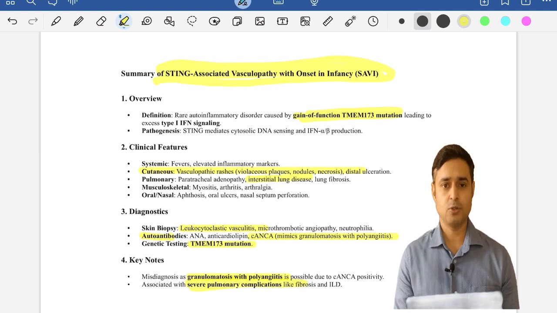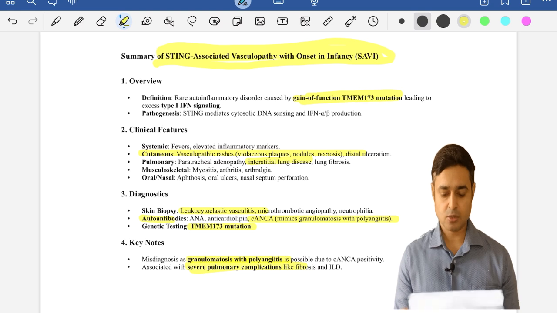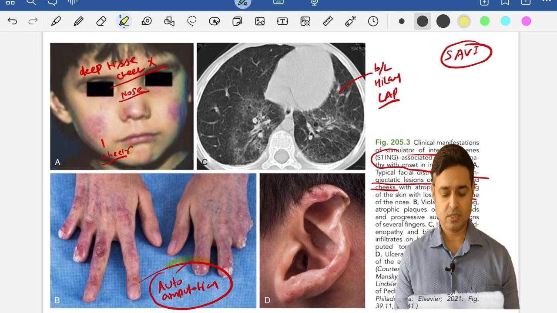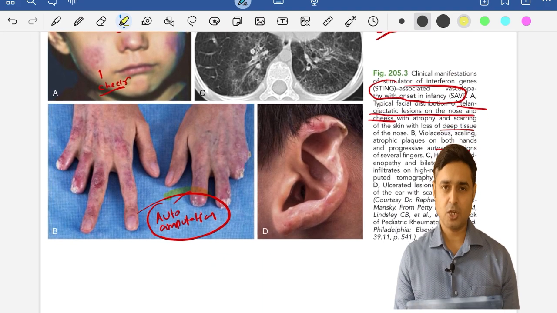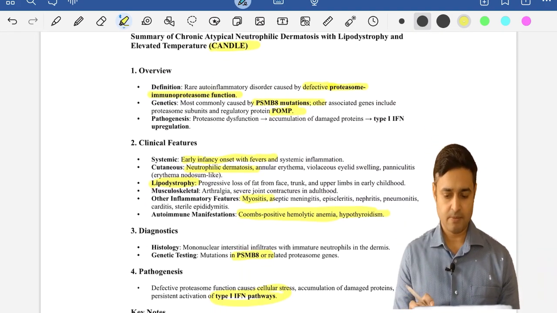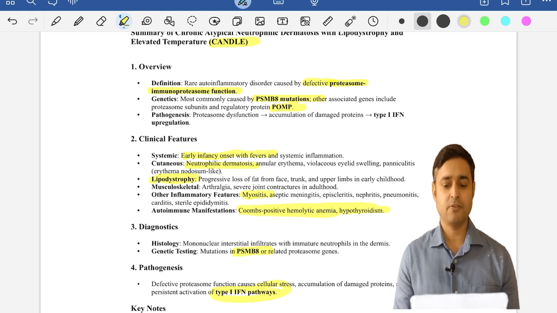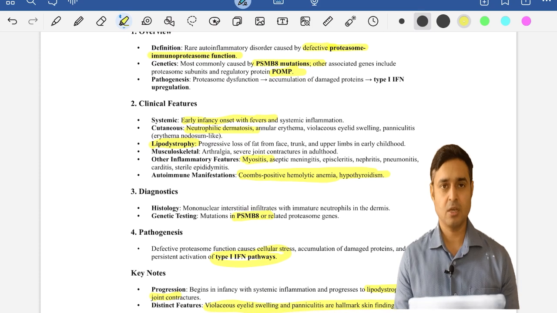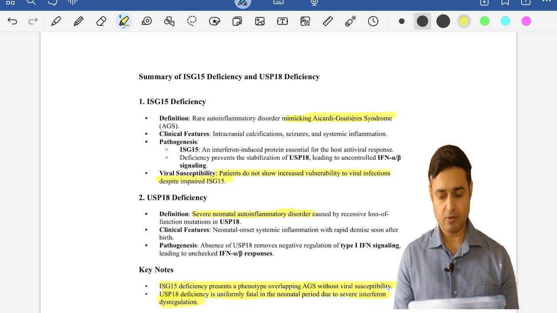Next, SAVI, due to gain of function mutation of TMEM173, cutaneous vasculopathic rashes, violaceous plaques, nodule necrosis, and diagnosis by leukocytoclastic vasculitis, autoantibodies c-ANCA, TMEM173 mutation, and this mimics granulomatosis with polyangiitis. This is the image, this can be asked. Then next, this is CANDLE, defective proteasome, immunoproteasome dysfunction, PSMB8 mutation, and this is the interferon 1 pathway with lipodystrophy, all these.